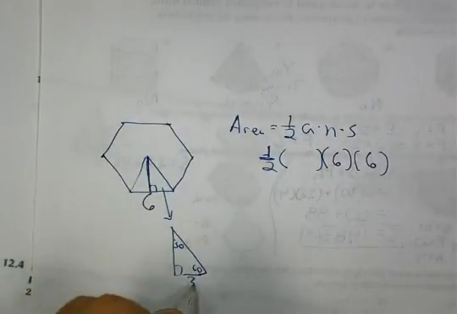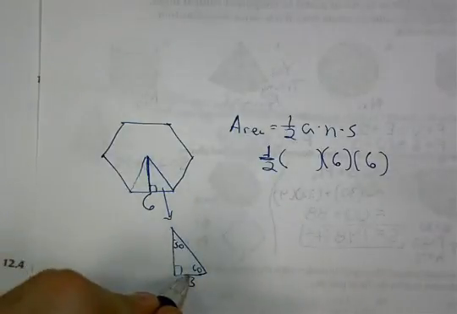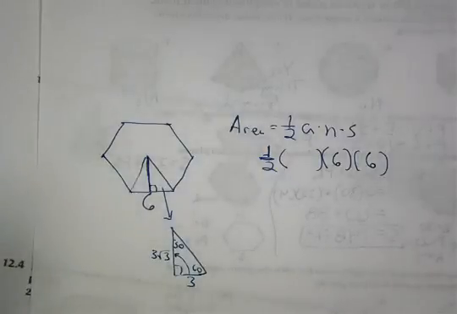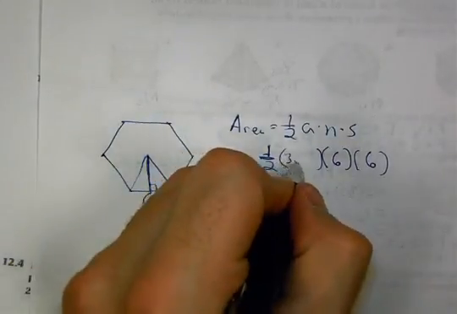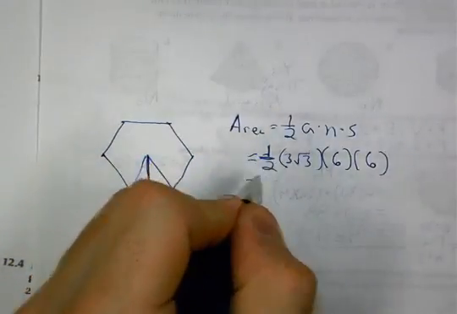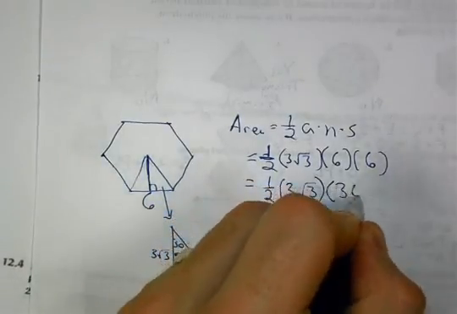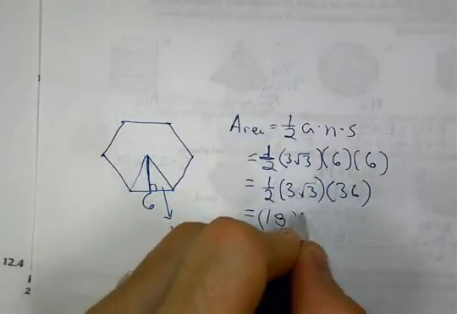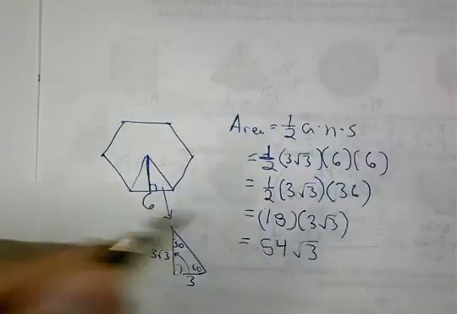6 was the entire side. We take half of it. That's now 3. Now within the 30, 60, 90, I would multiply by root 3 to get that leg, because it's the shorter leg to the longer leg. So now I know my apothem is 3 root 3. So I have 1/2 times 3 root 3 times 36. I could take half of 36. It's going to be 18 times 3 root 3, and I eventually get to 54 root 3.